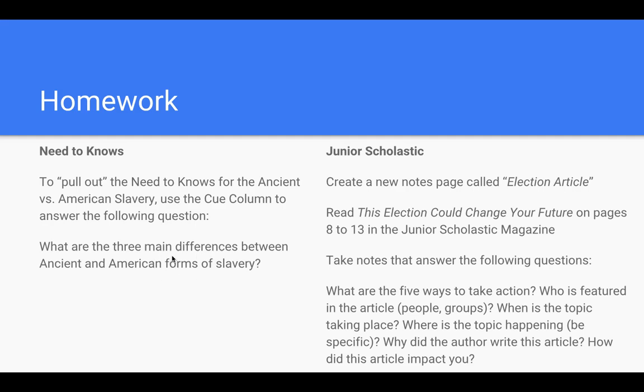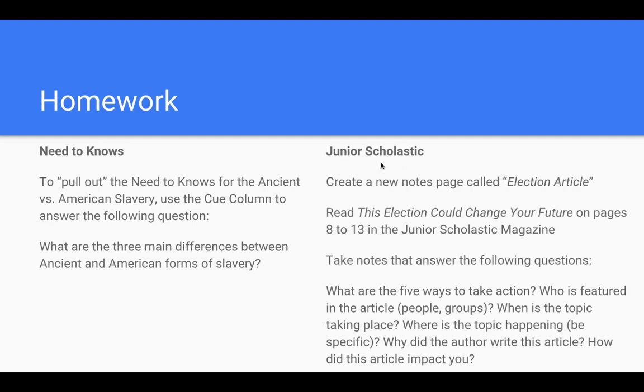Once you pull out the need to knows that answer that question, then you can write your summary. But you're going to be writing your summary in class tomorrow. You're just pulling out the need to knows. Repeat, only pulling out the need to knows, and it should probably answer this question. What are the 3 main differences between ancient and American forms of slavery? So you probably want to have 3 need to knows showing those differences.